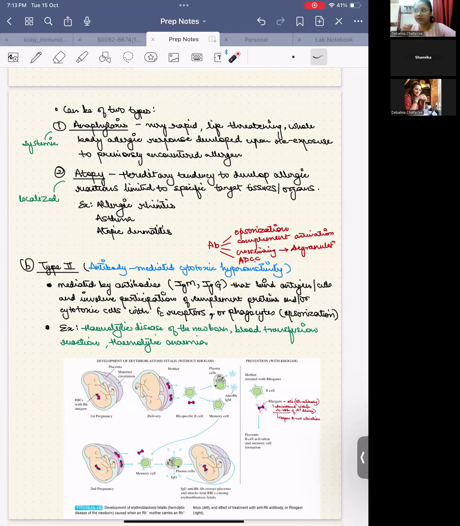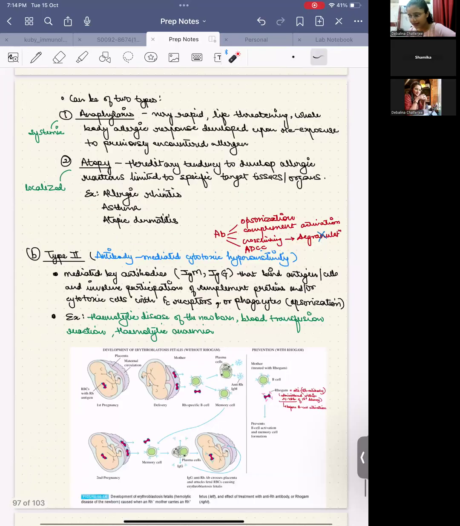This phenomenon wherein the antibody is enhancing the chances of phagocytosis of an antigen is known as opsonization. So we saw how complement activation can be achieved, how opsonization is achieved, and how ADCC can be activated. Apart from this, cross-linking and degranulation, all the different components have a role to play, and that's how hypersensitivity can be developed.